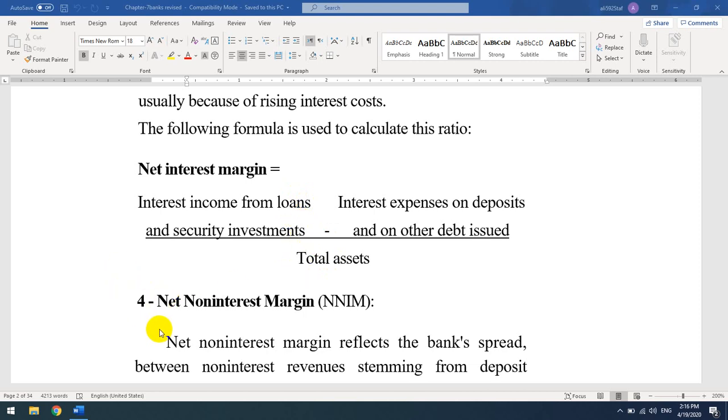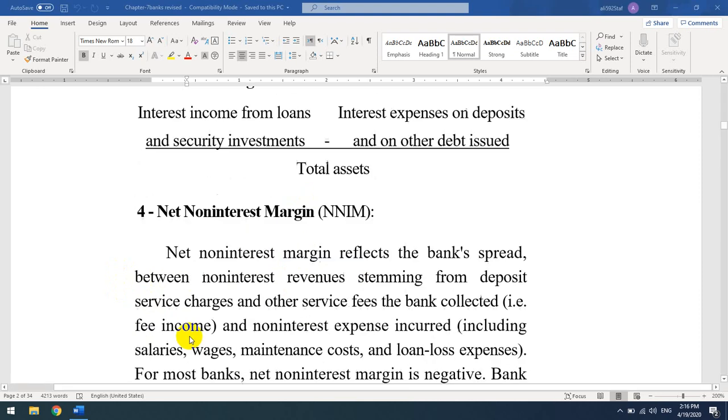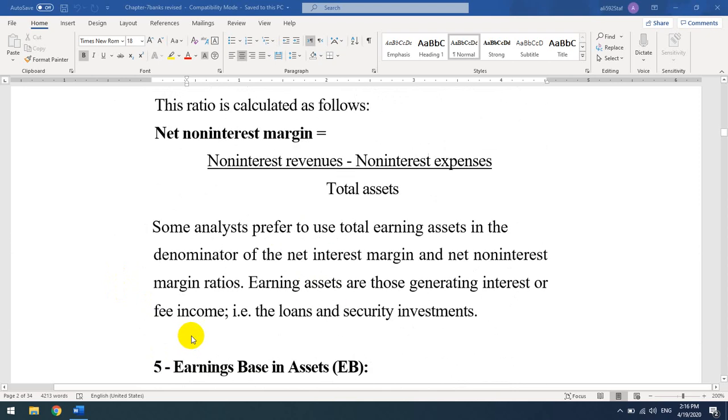Ratio number four, net non-interest margin. You see, banks have revenues from different sources. The major source is the interest income, but banks can get revenues from other sources other than interest. Compute non-interest revenues minus non-interest expenses divided by total assets to compute the non-interest margin.